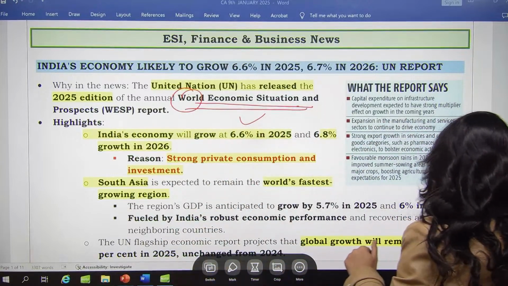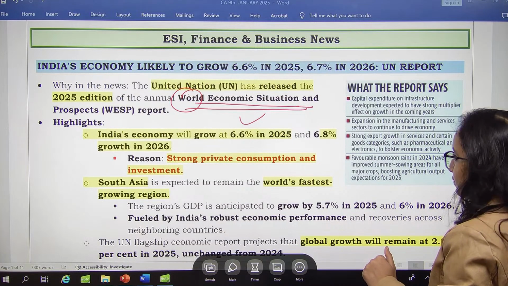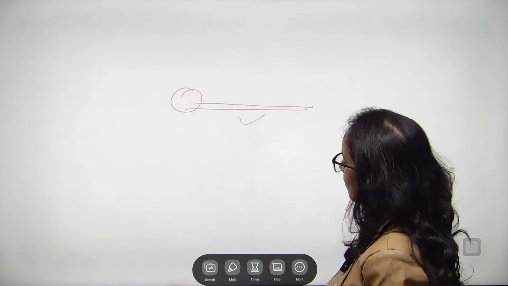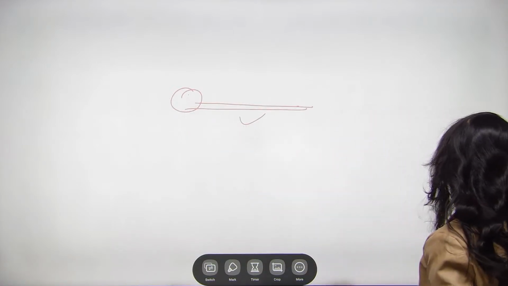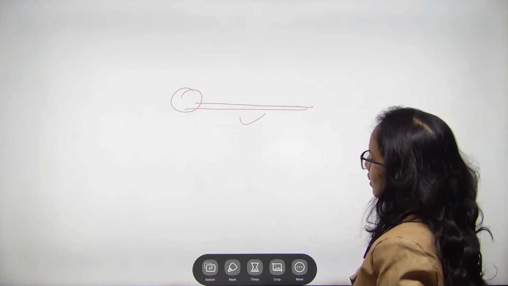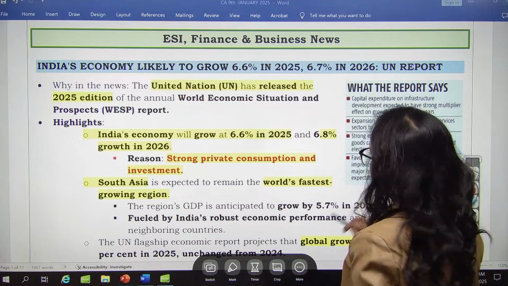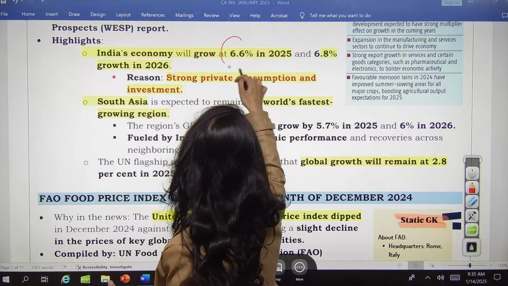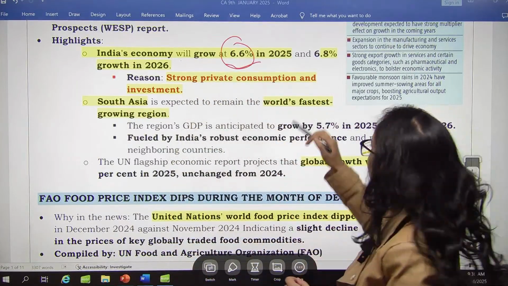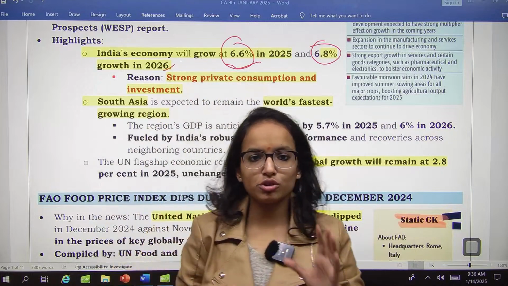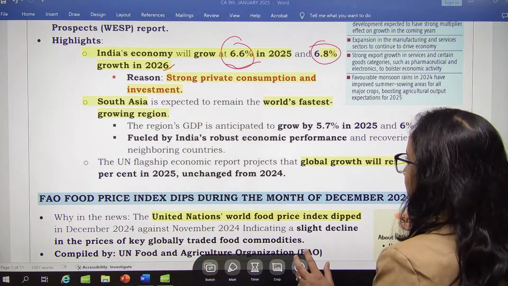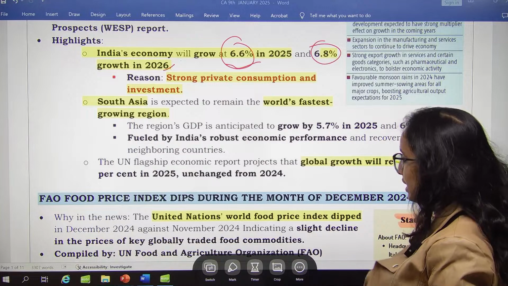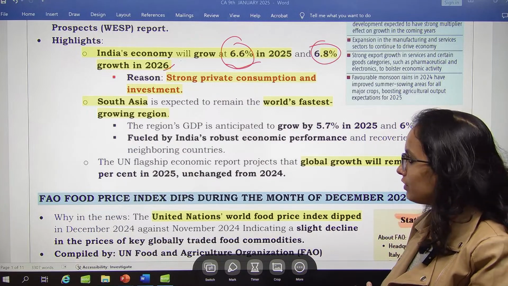So the report has certain projections for India. So let's see. First thing it says, the Indian economy will be growing at 6.6% in 2025 and 6.8% in 2026. This is the projection by the United Nations report. For 2025, they are saying the Indian economy's growth will be 6.6, and then for 2026 they are saying that it will be growing at 6.8% growth rate.